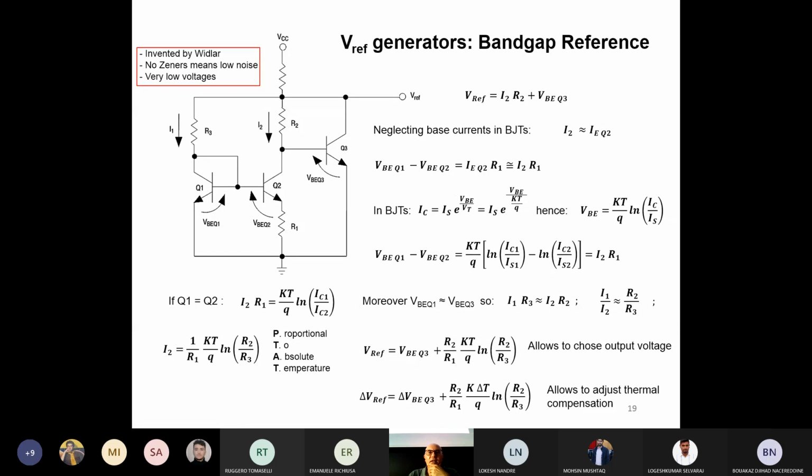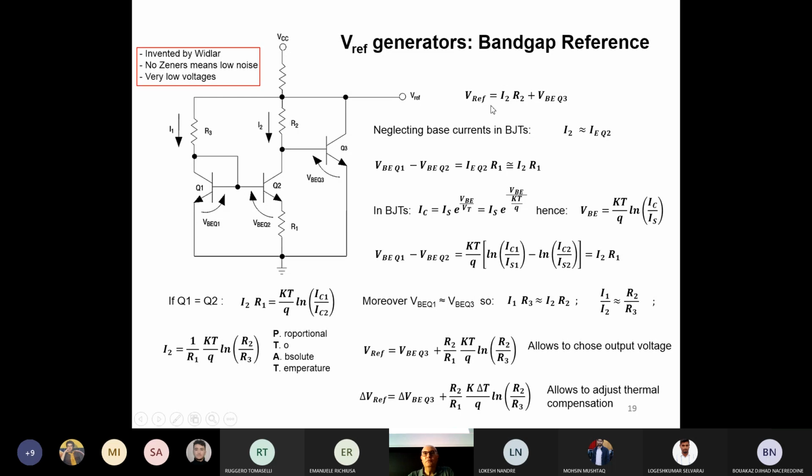Again, for studying the circuit in an easy way, we will neglect all the base currents. So we'll say that the base currents are absolutely negligible. Basically, if you have a transistor with a high beta, something like 100 or 200, most of the time we can do that.